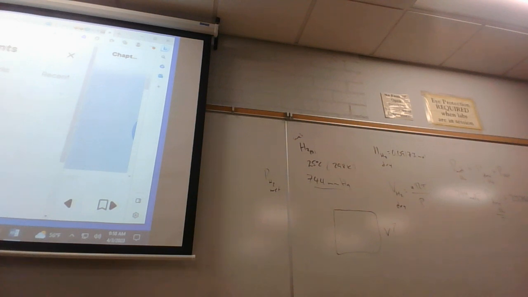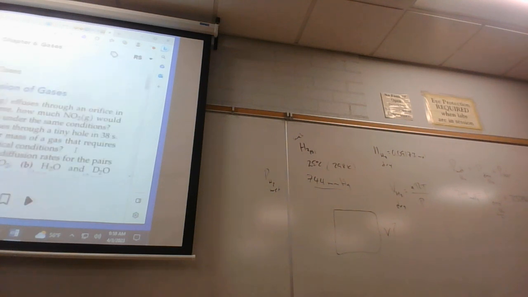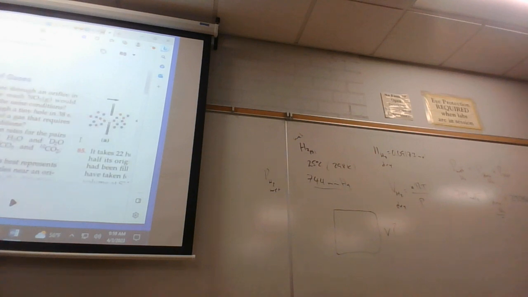It's fun to do random equations to help yourself memorize. All right. A sample of nitrogen diffuses through a tiny hole in 38 seconds. What must be the molar mass of a gas that requires 64 seconds to effuse under identical conditions?